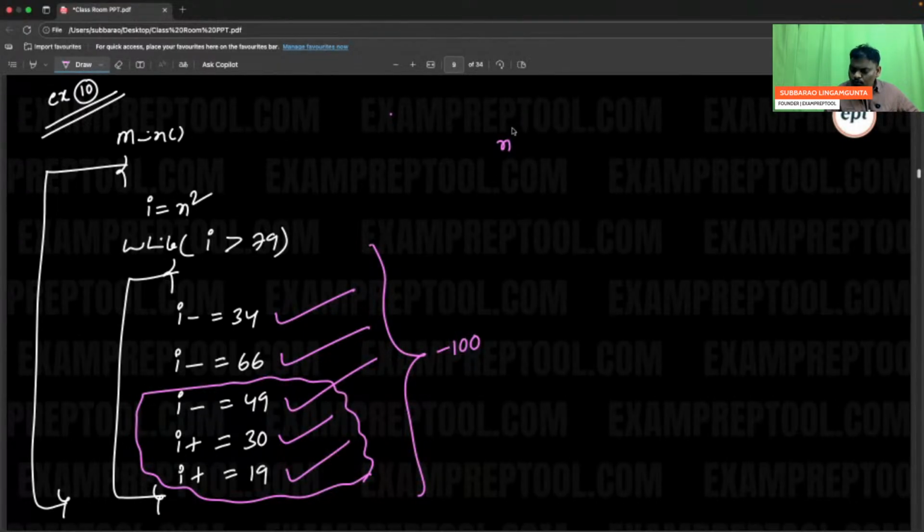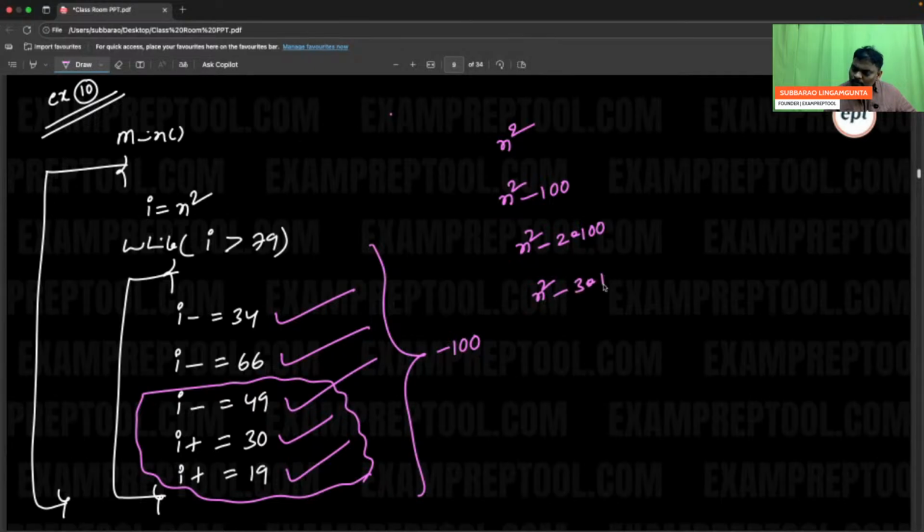If you want to prove, see this one, initially n square. Next one, n square minus 100. Next, n square minus 2 into 100. No need to do proofs in the exam, only for your comfortability purpose. Only for your convenience, I am explaining. N square by 100, answer is big O of n square. You want to see the proof, see the proof. N square minus 2 into 100. Next one, n square minus 3 into 100.